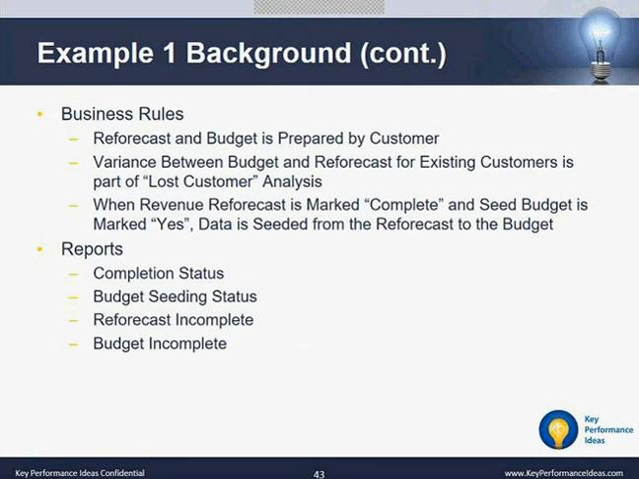So for business rules, there were various business rules as part of this analysis and seeding process. And some reports also were built to show the completion status, the budget seeding status, and whether the reforecast was incomplete and the budget incomplete. So those last 2 were exception reports.